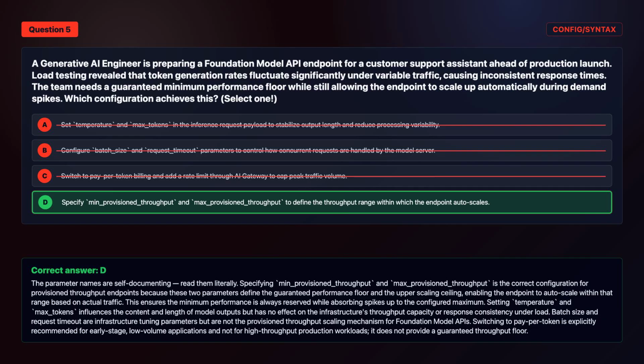Setting temperature and max_tokens influences the content and length of model outputs, but has no effect on the infrastructure's throughput capacity or response consistency under load. Batch size and request timeout are infrastructure tuning parameters, but are not the provisioned throughput scaling mechanism for foundation model APIs. Switching to pay-per-token is explicitly recommended for early-stage, low-volume applications and not for high-throughput production workloads. It does not provide a guaranteed throughput floor.